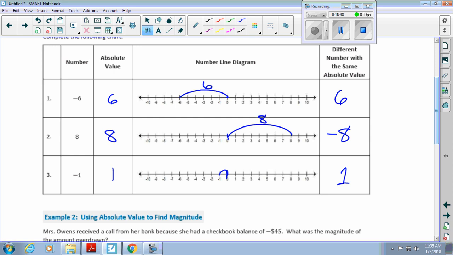Now, we know negative 6 and 6 are considered what? Opposites. So what can we say about opposites in absolute value? A number and its opposite will always have the same absolute value. So any number and its opposite, right, will have the same absolute value. Very good.